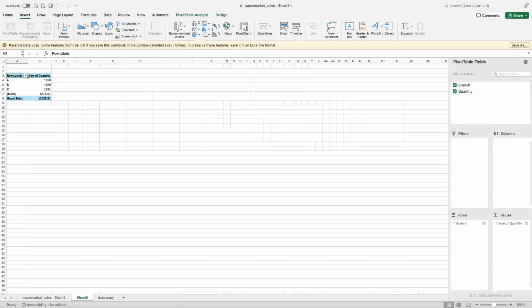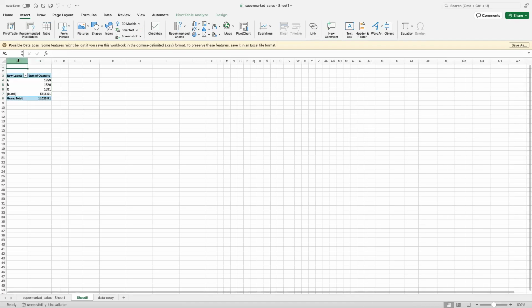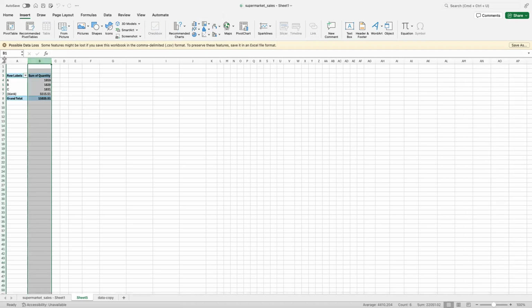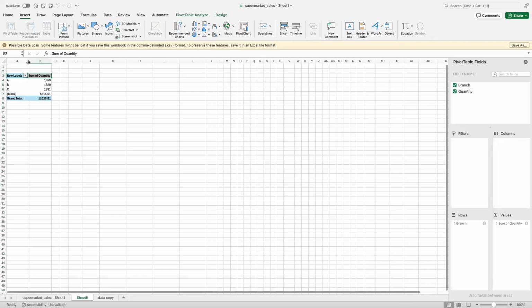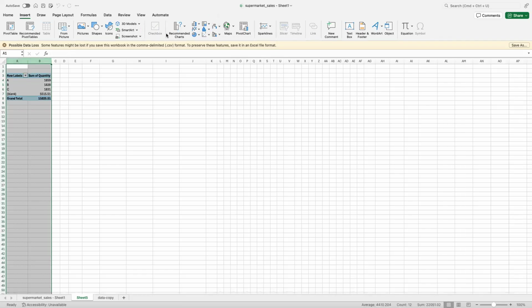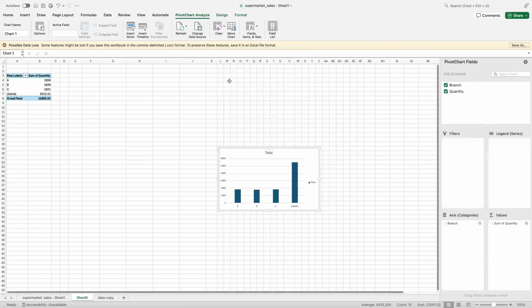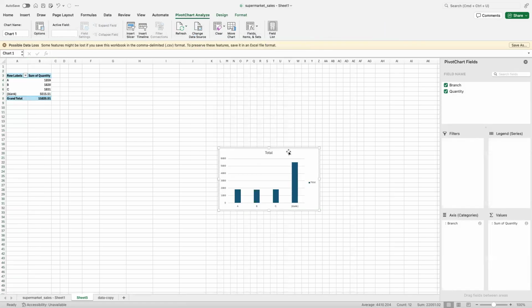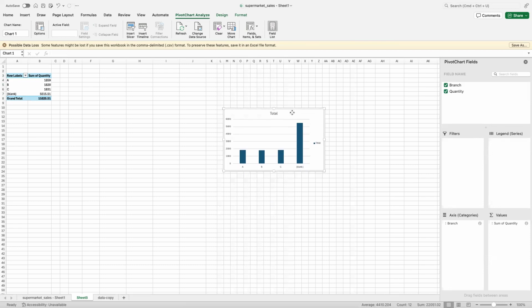cancel. So if you want to do a bar chart of this, you could come here, recommended chart, but what's not working? Let me just click on this. Oh, I think it was because I was in recommended charts.